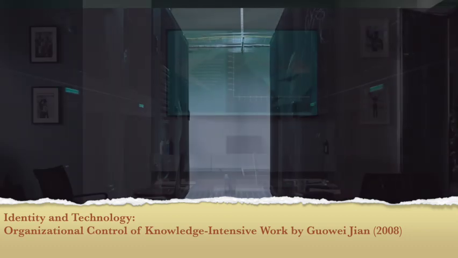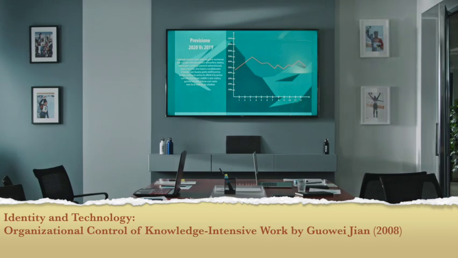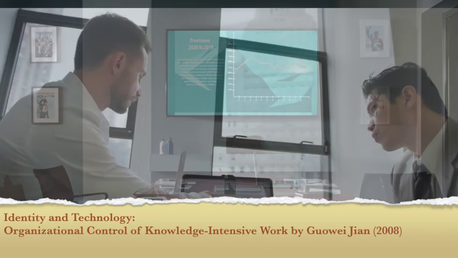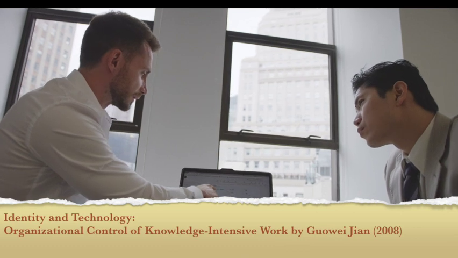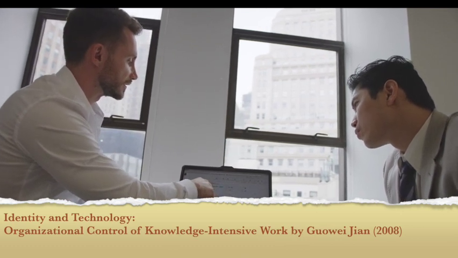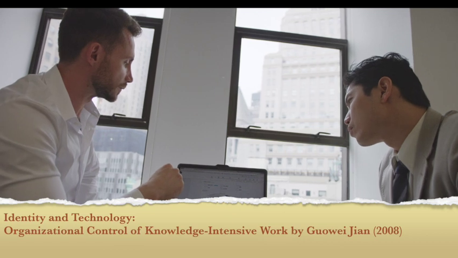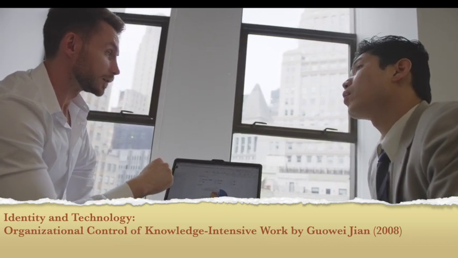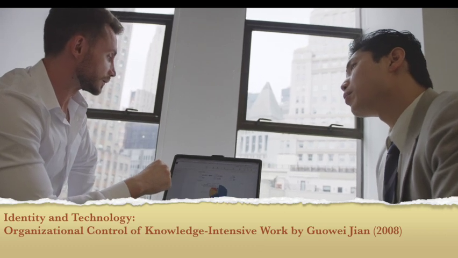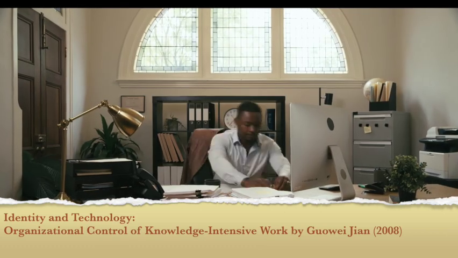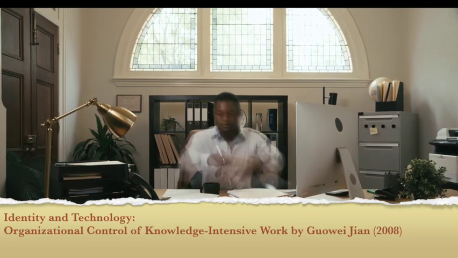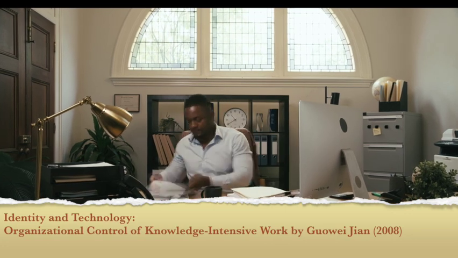Finally, organizations can control who has access to knowledge by hiring and firing employees, promoting and demoting them, and giving them different levels of access to information. For example, an organization might give senior executives access to all information while restricting junior employees to only the information they need to do their jobs. Social identity theory can help us understand how organizations control knowledge-intensive work because it explains how people form identities within groups.